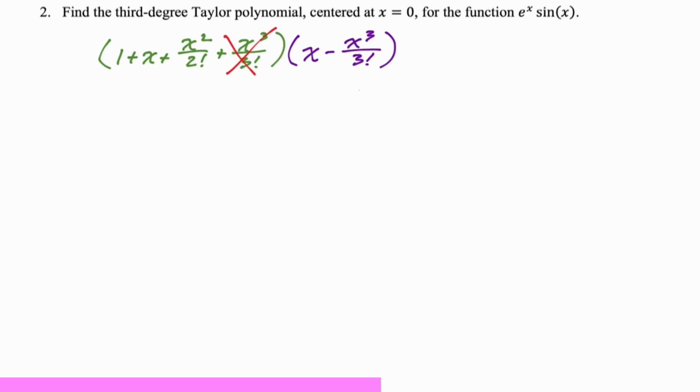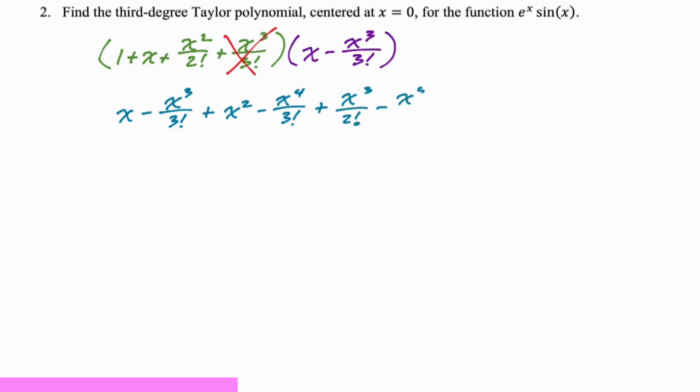Now I'm just going to multiply. I'm going to take everything in purple and multiply it by 1. So that'll give me x minus x cubed over 3 factorial. I'm going to take everything in purple and multiply it by x. That gives me x squared minus x to the 4th over 3 factorial. I'm going to take everything in purple and multiply by x squared over 2 factorial. So that's going to give me x cubed over 2 factorial, and then minus x to the 5th over 2 factorial times 3 factorial. Okay, we only want third degree, so this term is gone and that term is gone.